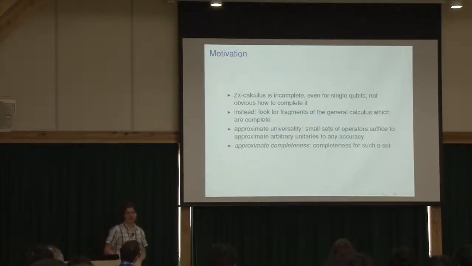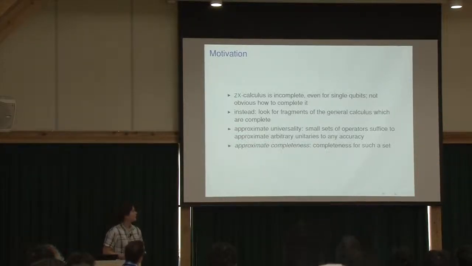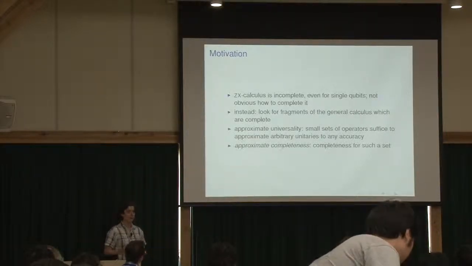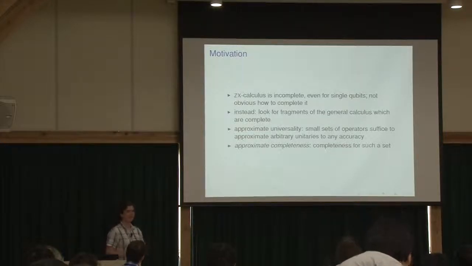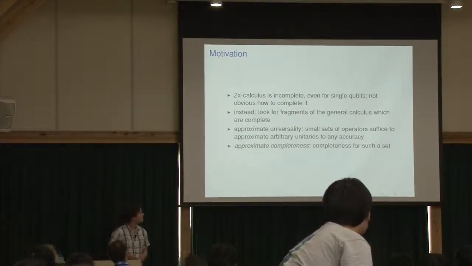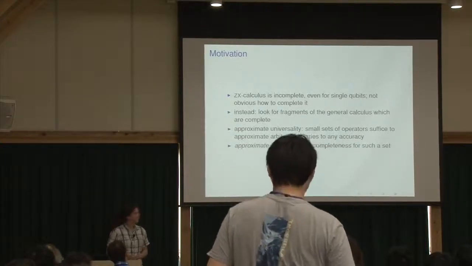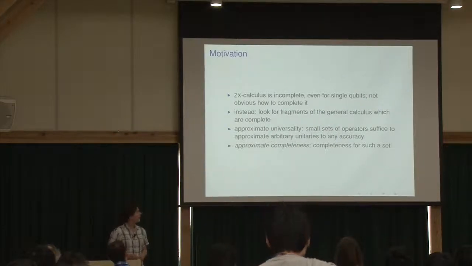So as we just heard, the ZX calculus is incomplete, and it's not at all obvious how to complete it, even for single qubits. So instead we're going to look at restricting our diagrams, in particular by restricting the phases, because that's where the specific counterexample comes from. But we can also restrict our diagrams to specific structures, and in fact for the single qubit completeness proof, that's something we're going to have to do, hence why it's single qubits. And as I said, I've used this term approximately completeness, which may not be very well chosen, to mean that it's complete for an approximately universal set.